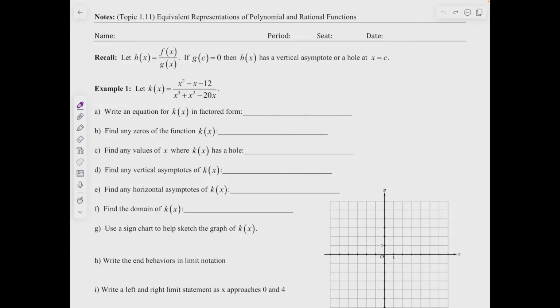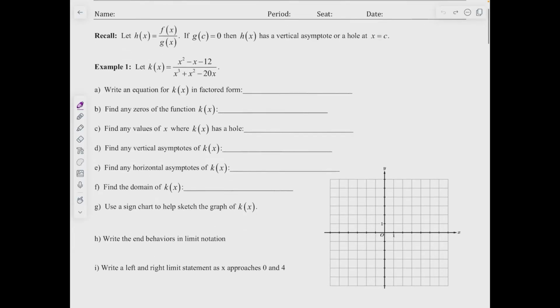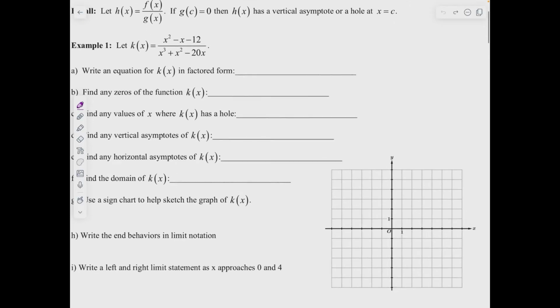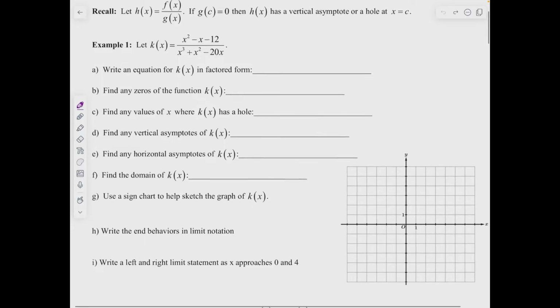The first example we're going to take a look at is our rational function. It says recall that h of x equals f over g of x. If g of c equals 0, then h of x has a vertical asymptote or hole at x equals c. What's going to happen here is we're going to fill in all the different blanks, and we're going to take a quick sketch of our graph as well.